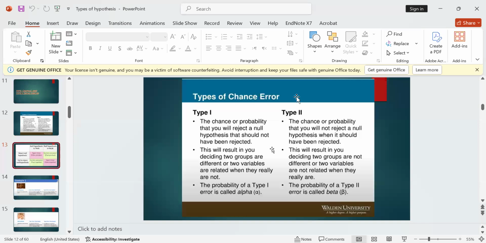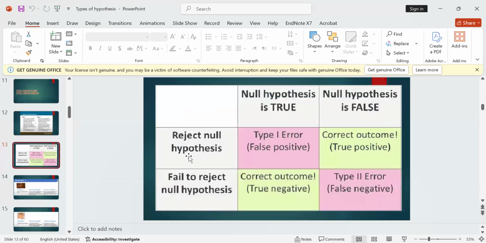According to this table, when the null hypothesis is true and you reject the null hypothesis, this is known as type 1 error. And when the null hypothesis is false and you fail to reject the null hypothesis, this is known as type 2 error.